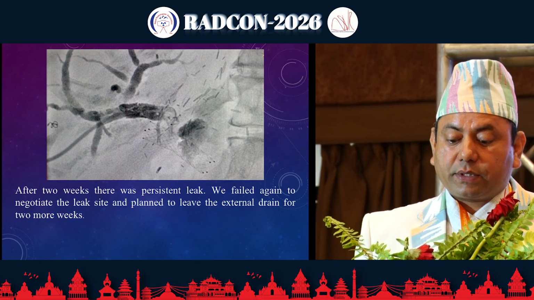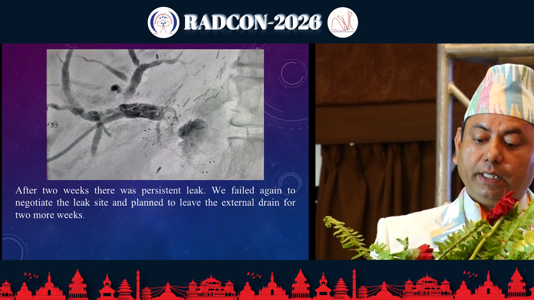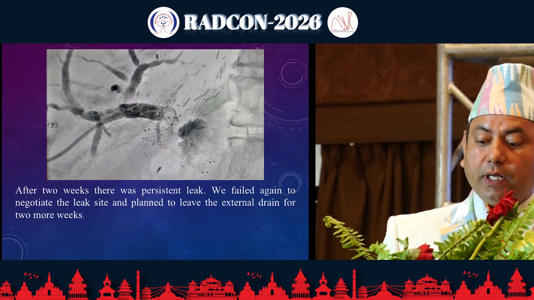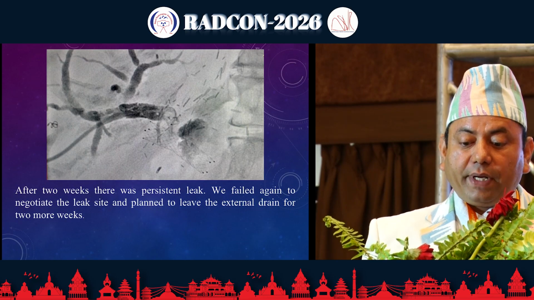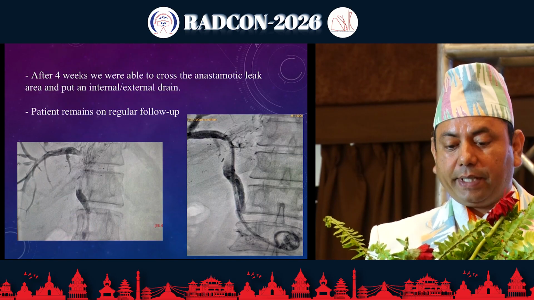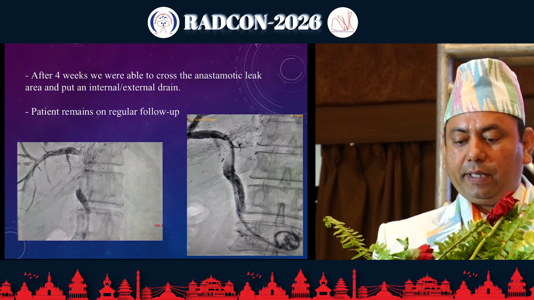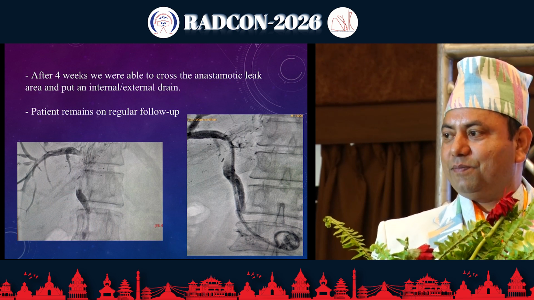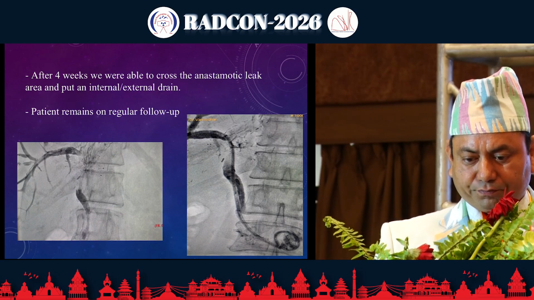After 2 weeks, there was a persistent leak. So we failed to negotiate the leak and planned to leave an external drain for 2 more weeks. After 4 weeks, we were able to cross the anastomotic leak, and then we put an internal-external drain. The patient still remains on follow-up and is doing well. Thanks to all the team who have done a wonderful job to save this graft of the patient.